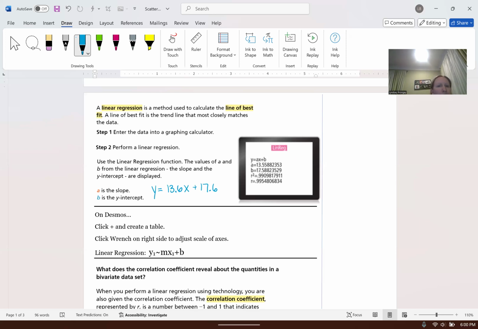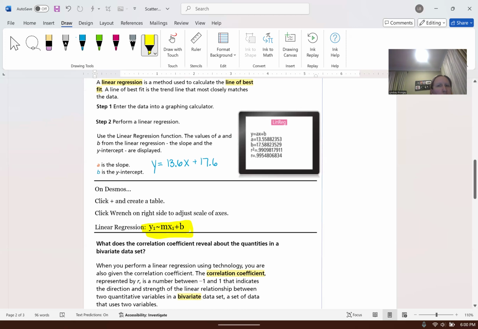Okay. On Desmos, I will show you how to do this later, but just here's our rundown. There's going to be a place with a plus sign, and you can say, let's add something in here, and we can create a table. And then there is going to be a wrench that will allow you to adjust your axes to see your data a little bit better. And then when you want to do a linear regression, you would type this into the next line of your Desmos, and then it will tell you what your slope and what your intercept would be based on your data. Okay, so we'll do that a little bit later.